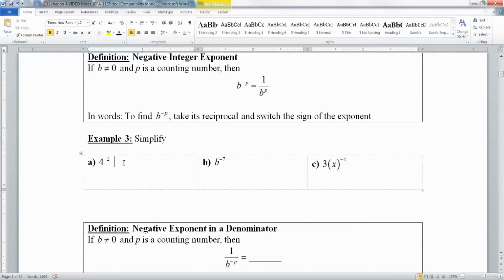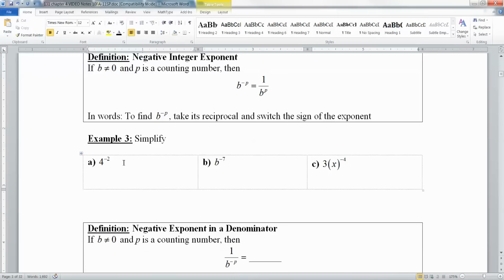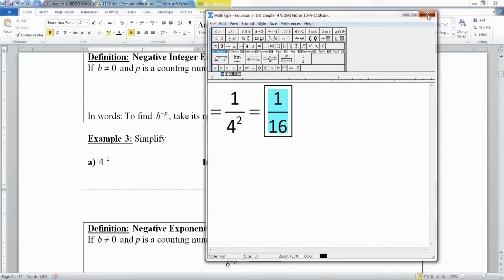So the first one I have here is 4 to the negative 2. Okay, so what is that? That means that we have to make it equal to 1 over 4 to the positive 2. You flip it and then you get rid of the sign, which is 1 over 16, because you're not allowed to leave powers. In order to be truly simplified, you have to find any numbers that are possible.